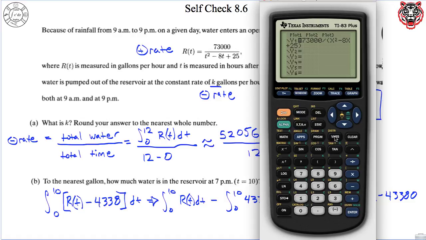So I'm going to do vars, right, enter, y1 minus 4,338. And then I don't want to graph my first function. Let's turn that one off. And my window is still correct, so zoom 0. And now it's graphing this function to find where it hits 0.